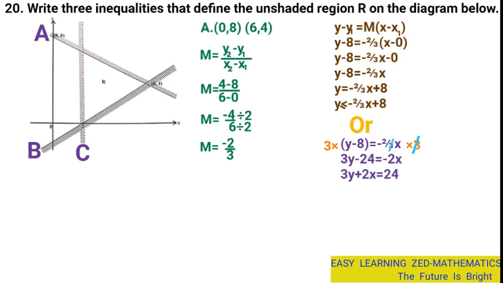So what I'm going to do is write 3y plus 2x is less than or equal to 24. Okay, so that is the other inequality that you can come up with if you use this way. If you have got questions, you can ask in the comment section.